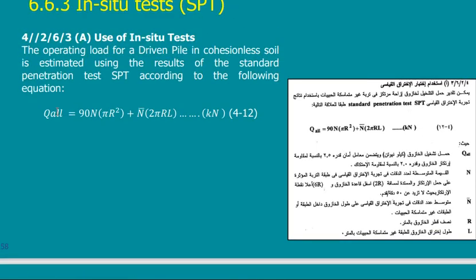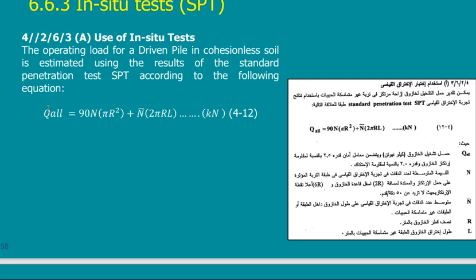Now the question relates to the difference between Q allowable and Q ultimate, and driven piles and bored piles. This equation is for Q allowable of driven piles. If I want Q allowable of bored piles, then I will divide this total number by 2. Then I will get the value for the bored pile.